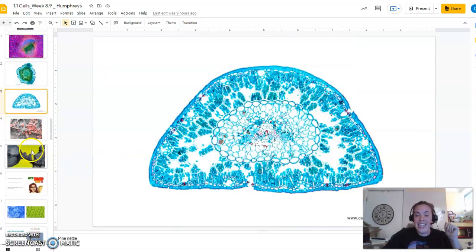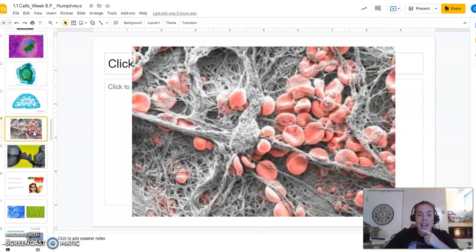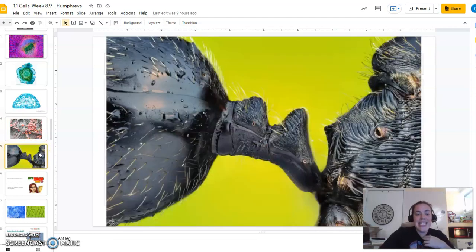Here we have a pine needle, just like a normal pine needle you pick up off the ground here in Georgia. This is a blood clot. We love these because these help us from not bleeding out when we get a tiny little cut or a nick on our hand. And lastly, this is an ant leg.